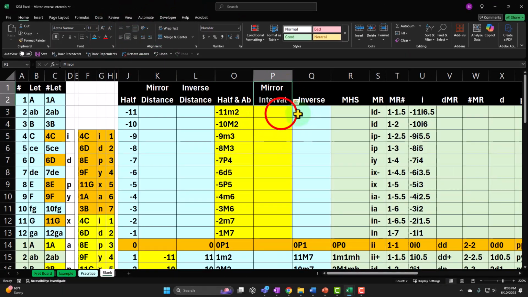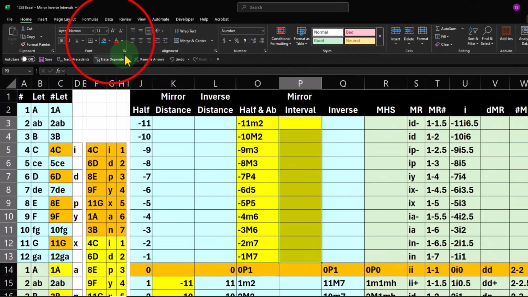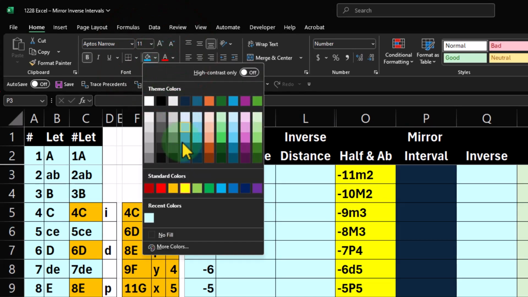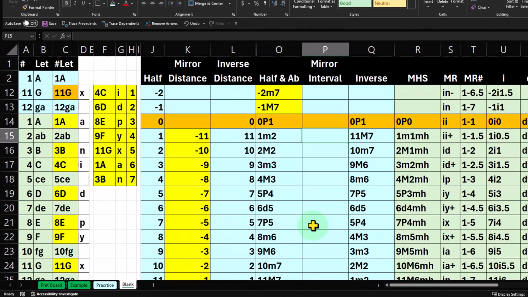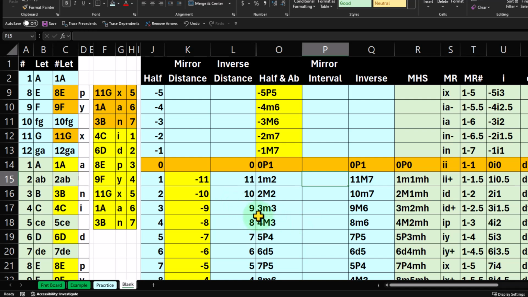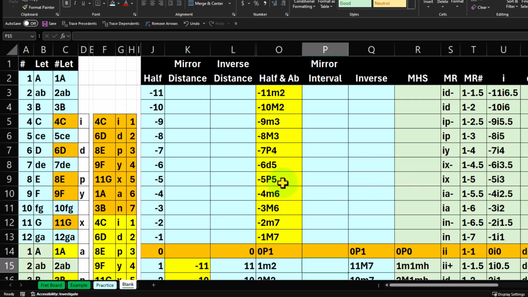Okay, and I'm going to make this blue. Let's make this top bit blue for now. And then down here, I want to see the mirror interval in the same column, meaning the major second could be going forward, or we said that the minor second could also be going backwards. So how am I going to do this?